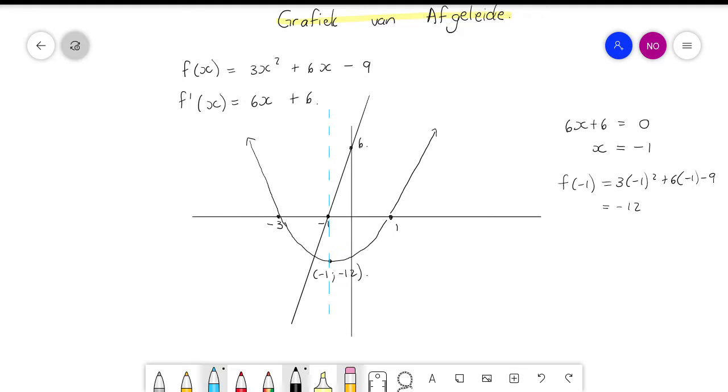Now we have to look at 3 different things on those 2 graphs. So onthou, ons het gesê ons weet as ek 'n funksie het, dan gaan daai funksie stygend wees waar die eerste afgeleide groter is as 0. It's going to be stationary where the first derivative is equal to 0.